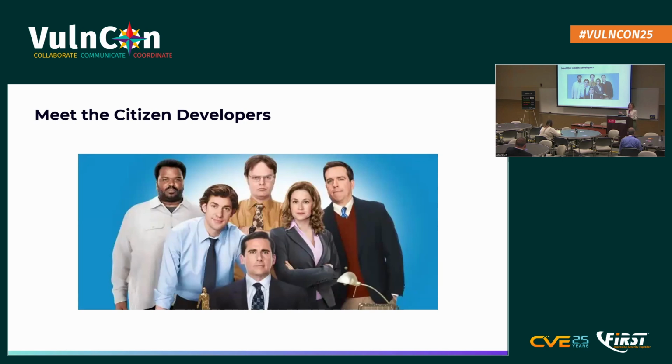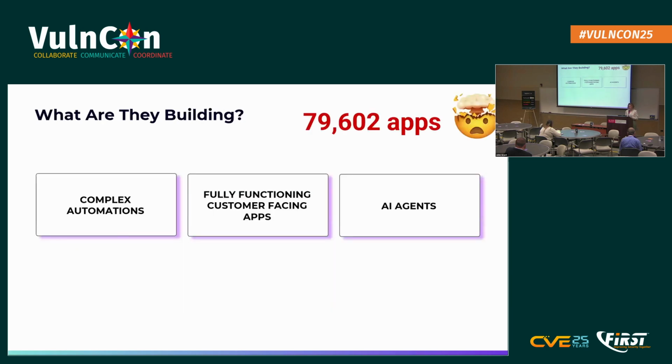So what are these citizen developers building? Well, first off, they're building a lot. Zenity has a 2024 Enterprise State of Low Code, No Code report that we published. And on average, with the environments that we were working with, there were over 79,000 applications being built by business users in these environments. So what do we mean by an application in this case? They can be complex automations and workflows. They can be simple ones. They can be fully functioning customer-facing applications, external-facing applications.